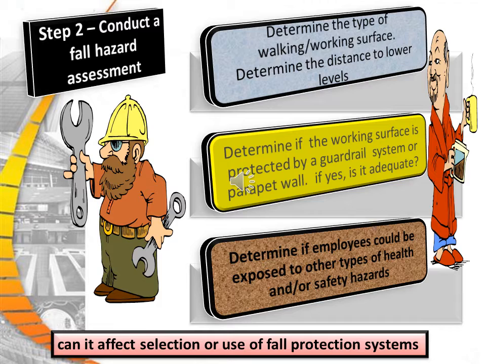When conducting a fall hazard assessment, determine the distance to lower levels and whether working surfaces are protected by guardrails or a parapet wall. Is this adequate? Determine if employees could be exposed to other types of health or safety hazards, and whether they can affect the selection or use of fall protection systems.